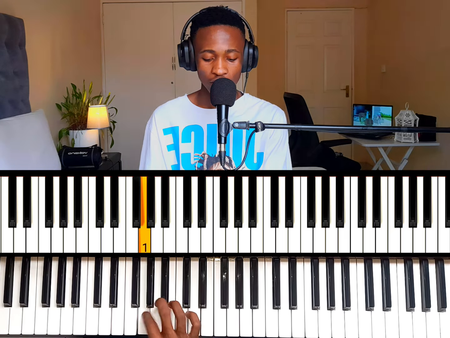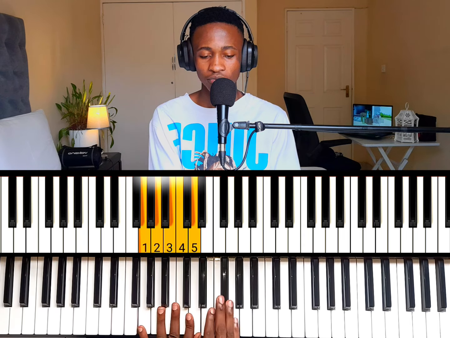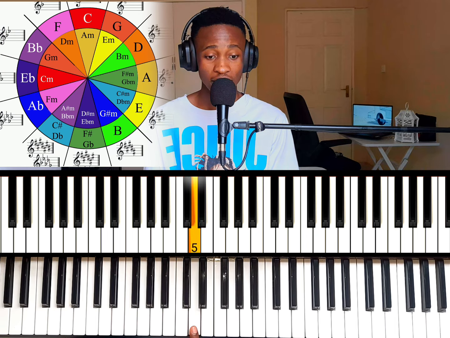So from G, the scale for G, we said it's do, re, mi, fa, sol, la, ti, do. It's just all the white notes, including 1 sharp note, which is F sharp, the 7. So from G, we are gonna move to D. As you can see on the chart, we have 1, 2, 3, 4, 5. So the 5th of G is D.